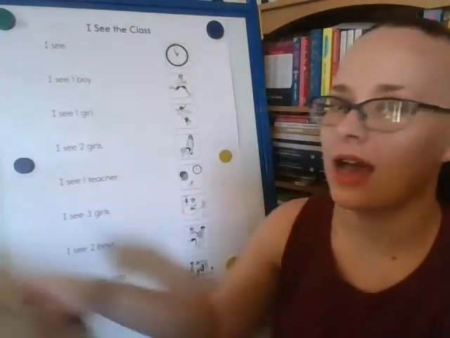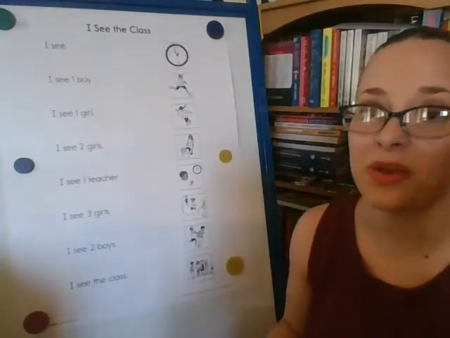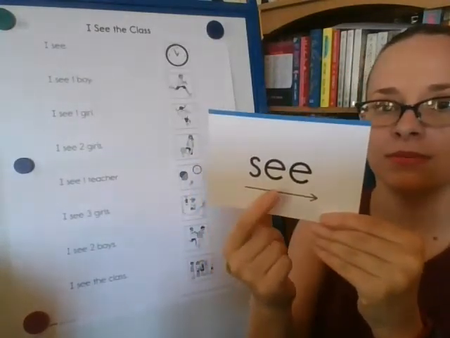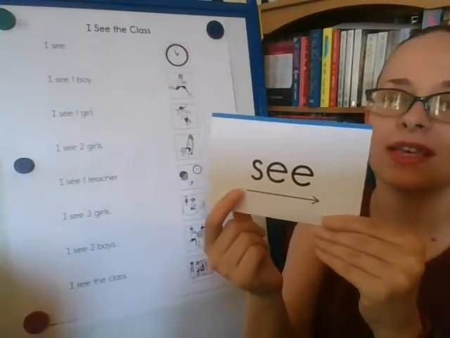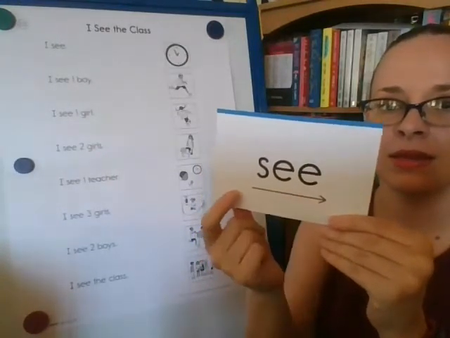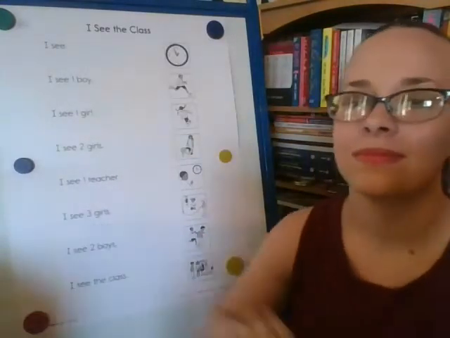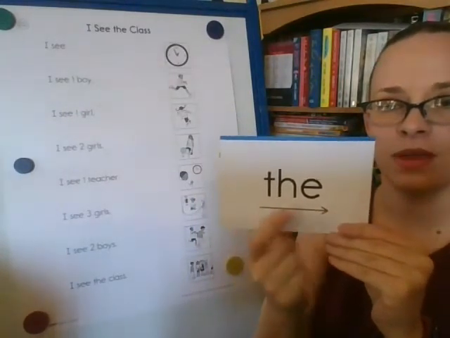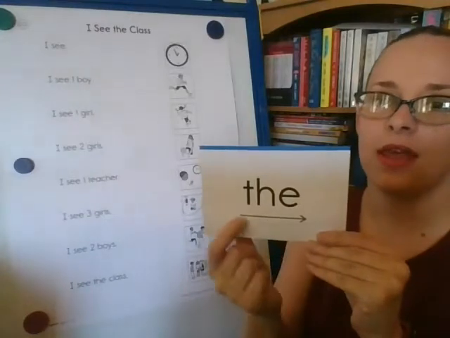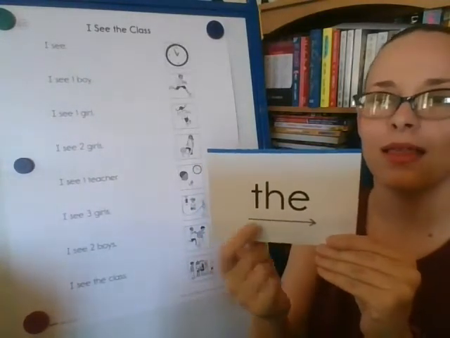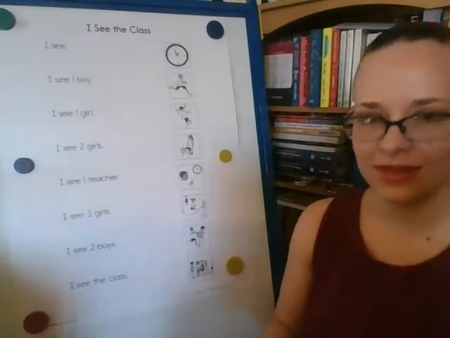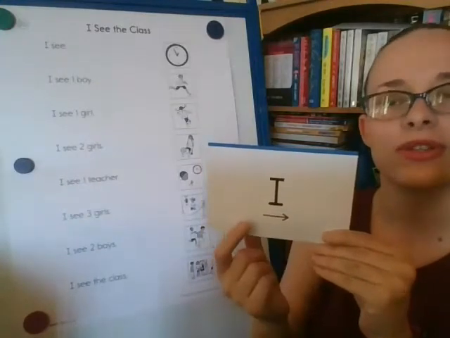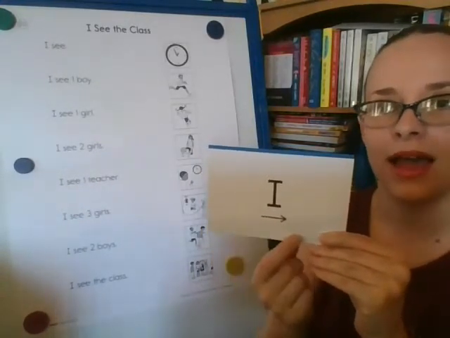Our three sight words, I'm going to hold it up. I want you to read it, spell it, and read it. Our first word is: read, spell, read. Your student should have said see, S-E-E, see. Our next word: read, spell, read. Your student should have said the, T-H-E, the. Our next one: read, spell, read. Your student should have said I, capital I.